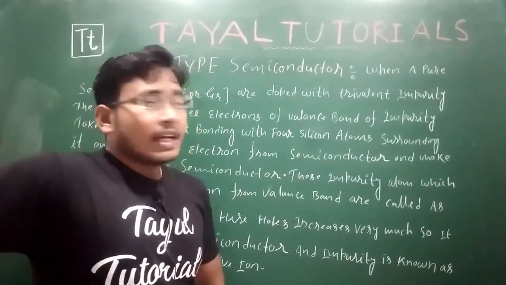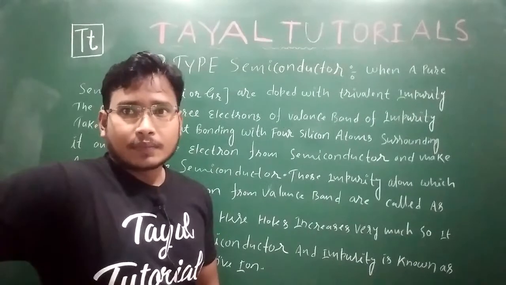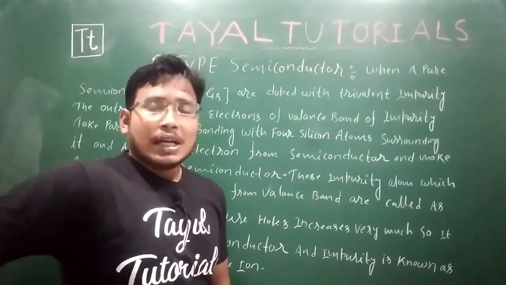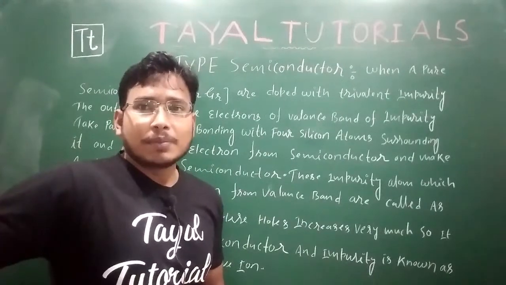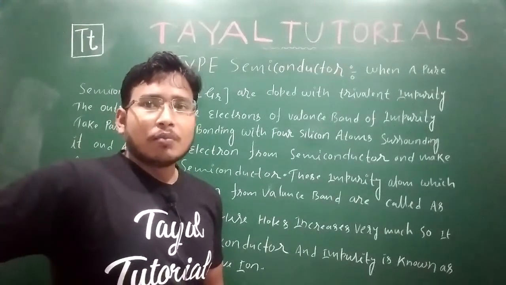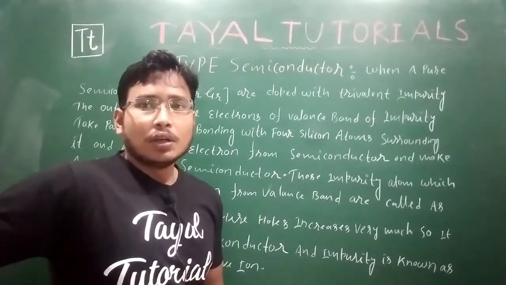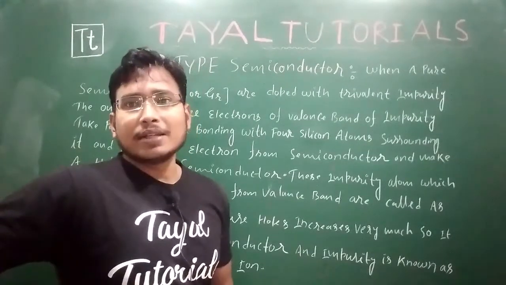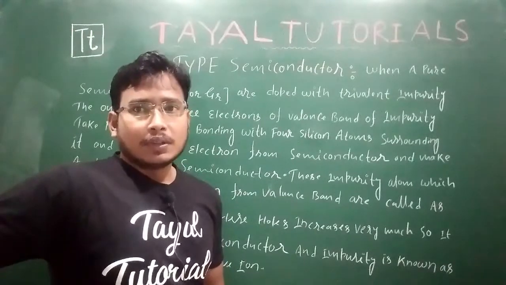See, semiconductors are of two types, that is intrinsic semiconductor and extrinsic semiconductor. Intrinsic semiconductors are those semiconductors where the number of electrons and number of holes will be equal. That is pure semiconductor. There are no impurities being added.